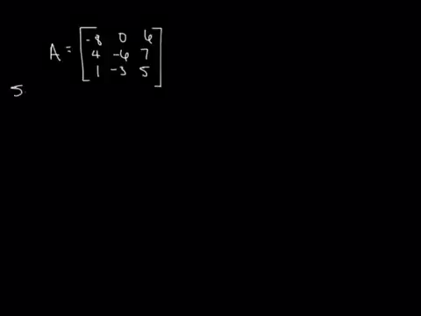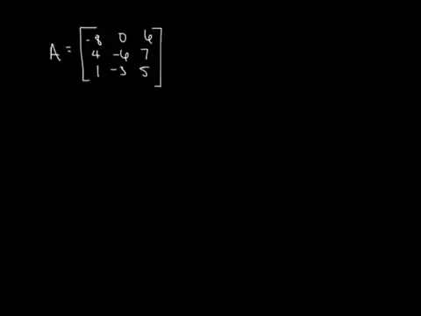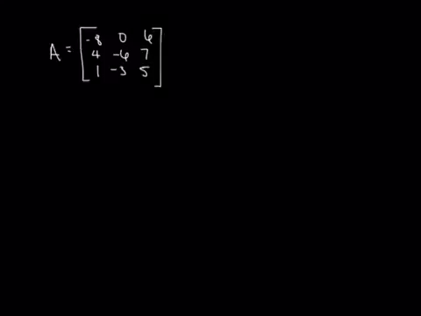Alright, this is 5.6 B as in boy, and we're continuing on with our cofactors and minors. Let me again just go over this. The minor is what we did first. The cofactor is just the minor with the right sign on it, depending on where it is in the matrix, depending on its row and column. So we did one part in the last video.